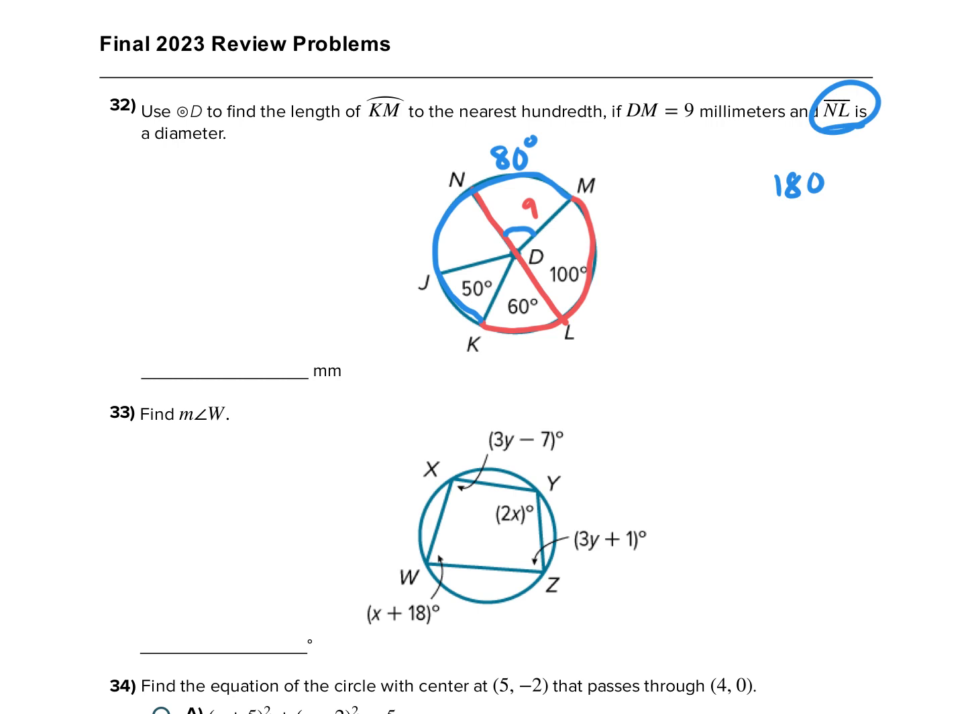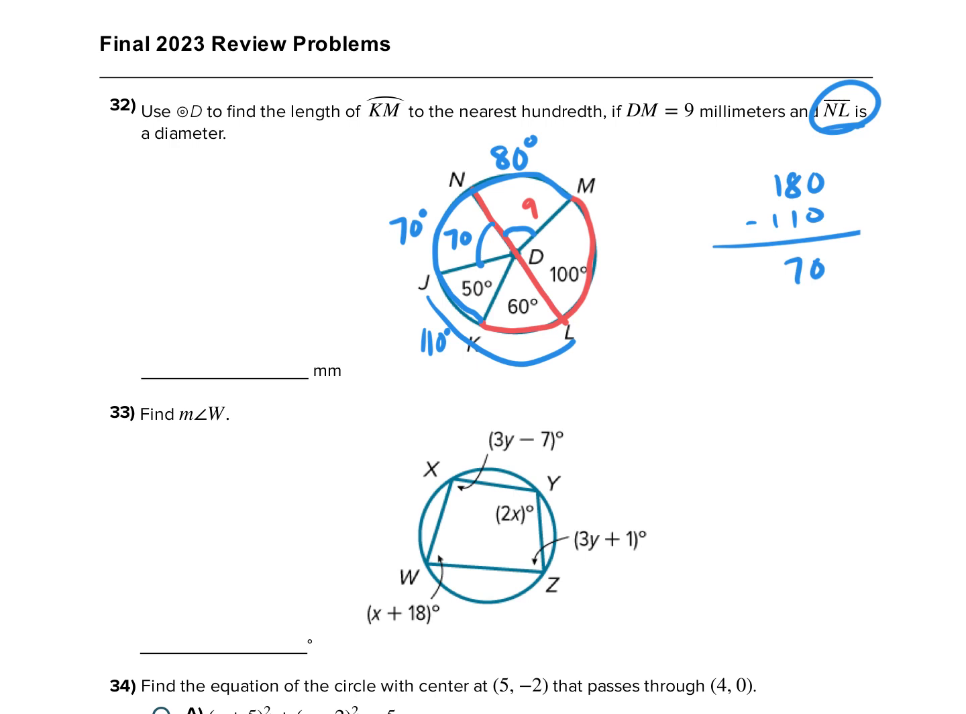Because NL is a diameter and this is a central angle, that arc is 180 degrees. Now, looking from this other side here, from J to K, I have 50 and 60, 50 plus 60. So that's 110 degrees. So to find the measure of this angle in this arc, JN, I have to do 180 minus 110. And I do get 70.